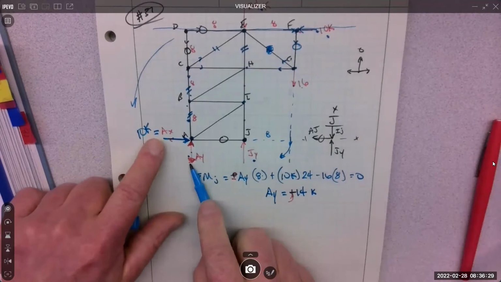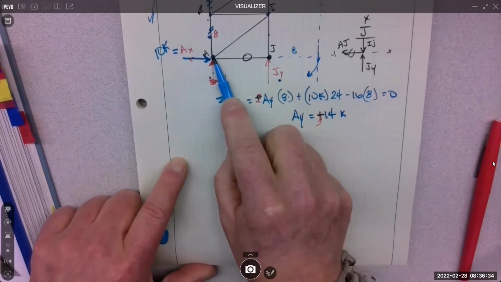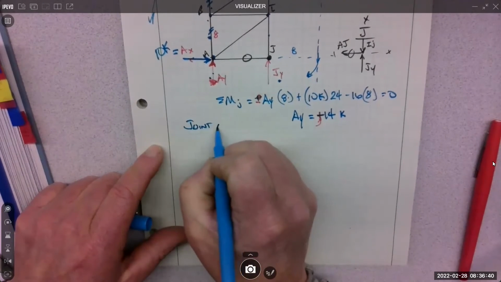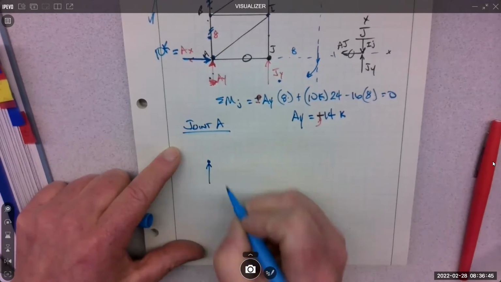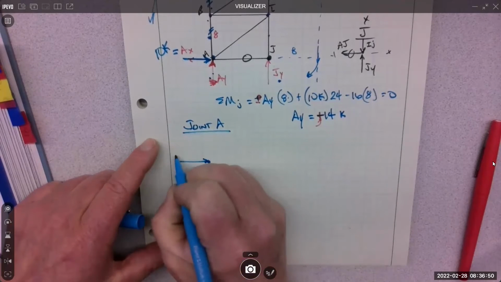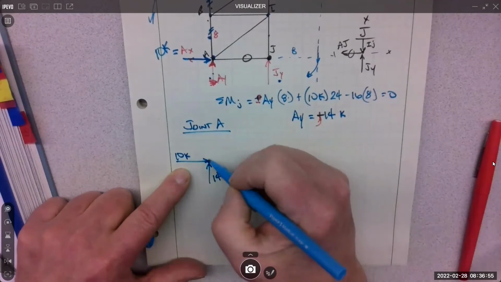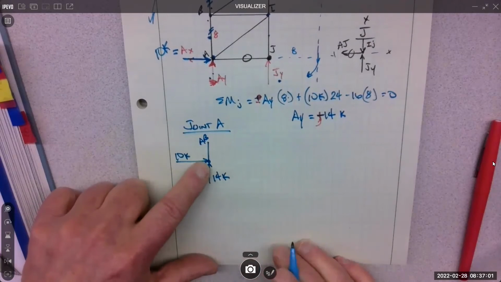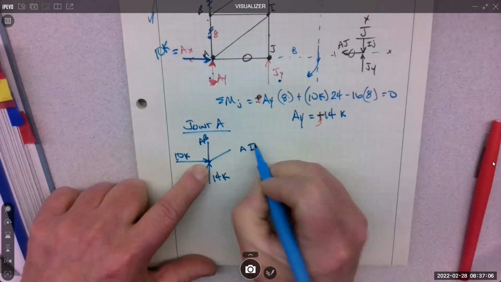Now we know AX and AY, we should be able to do a joint analysis of A, which was my plan, so I'm sticking to it. Joint A, here it is. We got AY up at 14K. We've got 10K coming into the right. We've got AB, which is what we want to know, and AI, which we really don't care about.